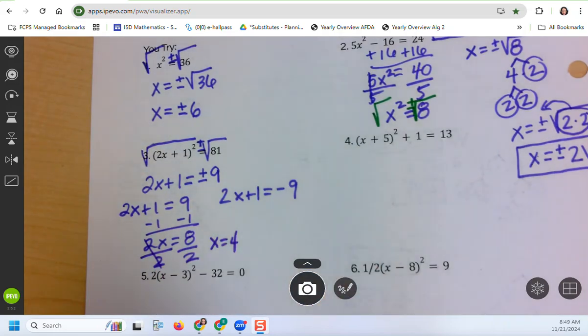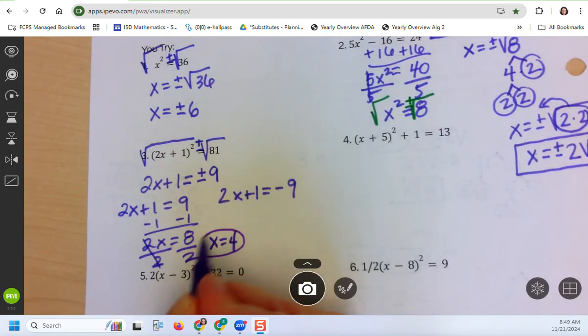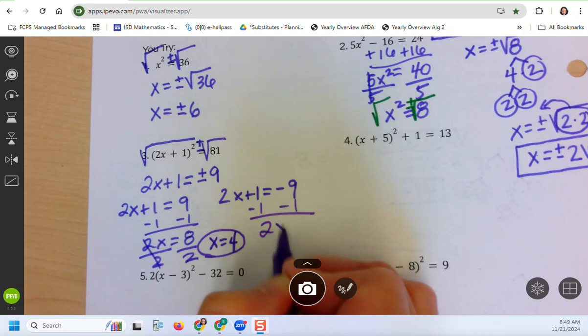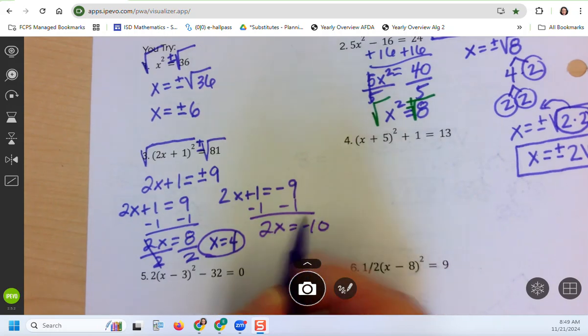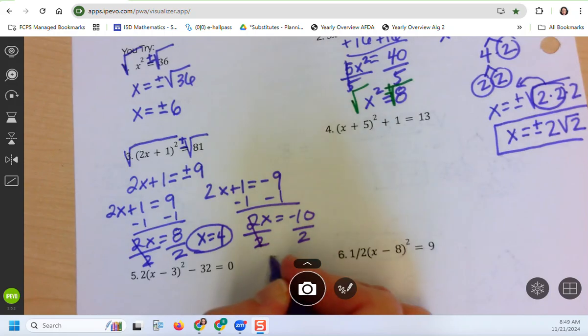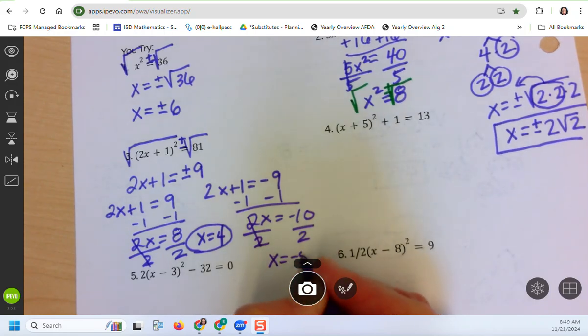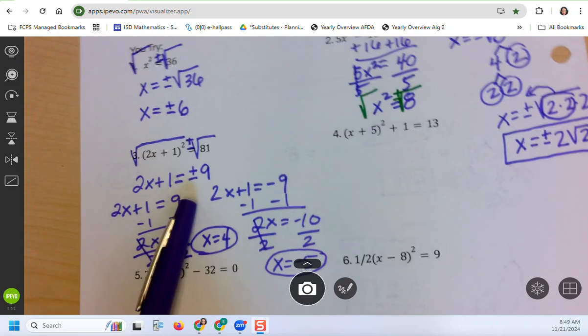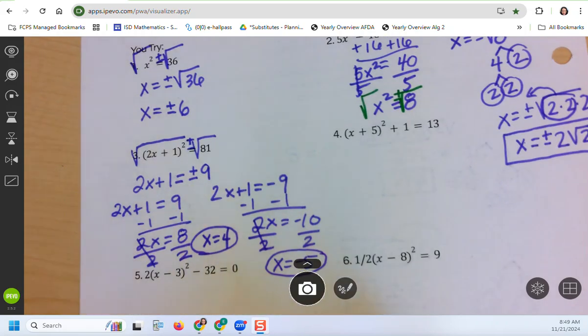All right, so that one gave me x equals 4. This one, I'm going to subtract the 1, and I get 2x equals negative 10. And divide by 2. And this one gives me x equals negative 5. So when you get the plus or minus, and you just have plus or minus an integer, you can just solve the 2 equations that way.